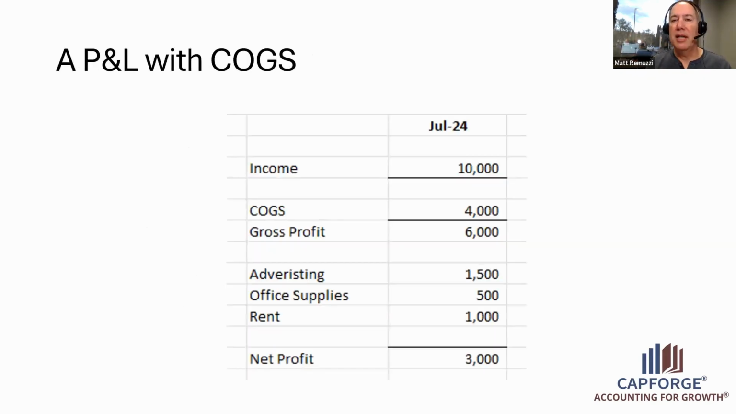All right. Now, the next kind of profit and loss that's a little more complicated than the one we showed before is one that has a cost of goods sold section. Now, cost of goods sold goes between the income and the expense section. And cost of goods sold is really just a specialized kind of expense.